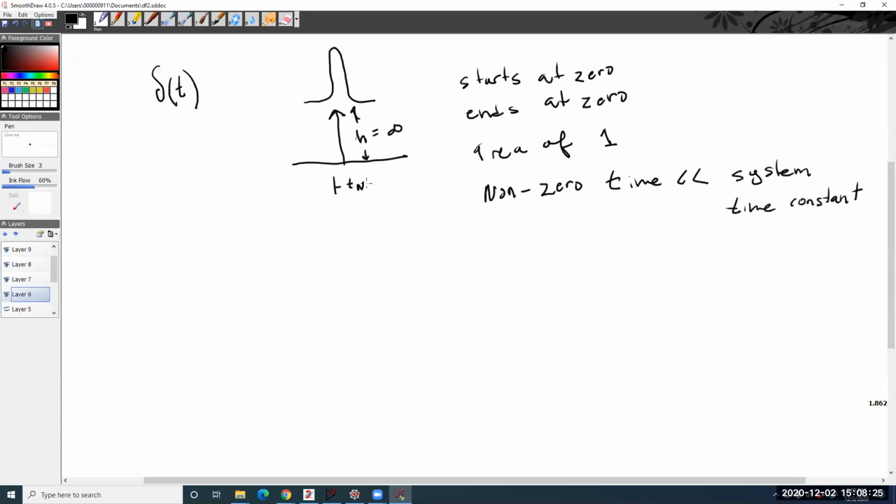And the non-zero time equals one divided by infinity. Now, if we recall, using convolution with delta functions is really easy because convolving anything with a delta function is the thing itself.